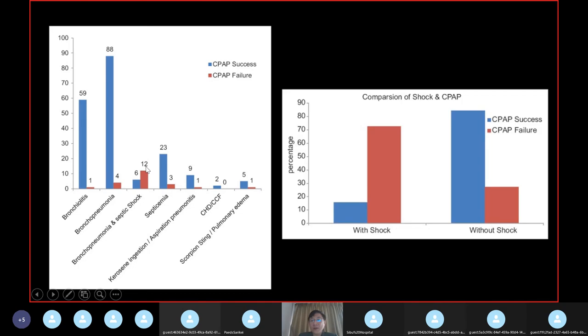This is just to illustrate again: in patients with shock, NIV failure is high. In patients without shock, NIV failure is relatively okay. So that is an important thing that I need to remind you all. A patient put on NIV has to be watched very carefully, especially when they are in shock.